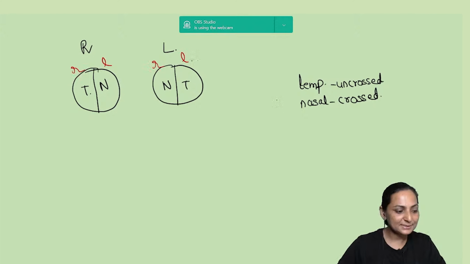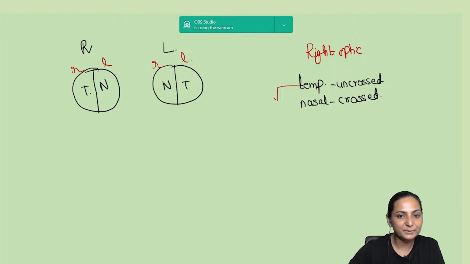Now if I consider that there is involvement of the right optic tract, on the right side the temporal fibers are lost. Therefore the defect in the field of vision will be nasal.